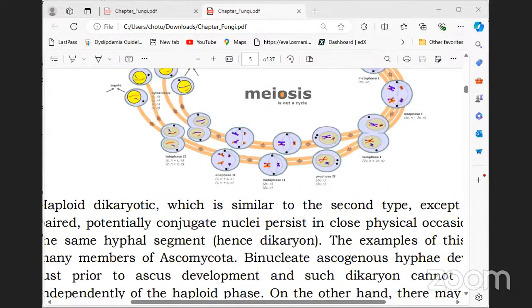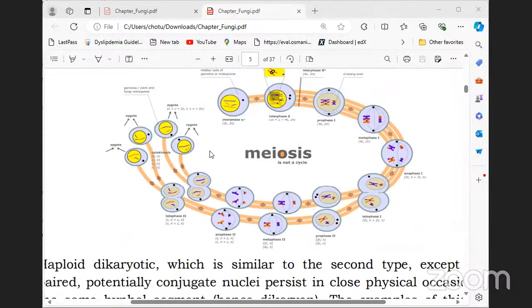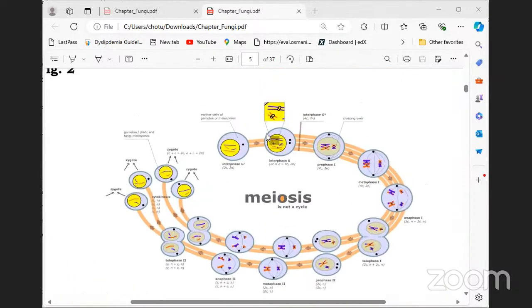You can observe the picture. I'll enlarge it, okay? See, this is the dikaryon. You can observe this part: the mother cell of the gametes or meiospores. This is the interphase, and you can observe this phase is called the interphase.